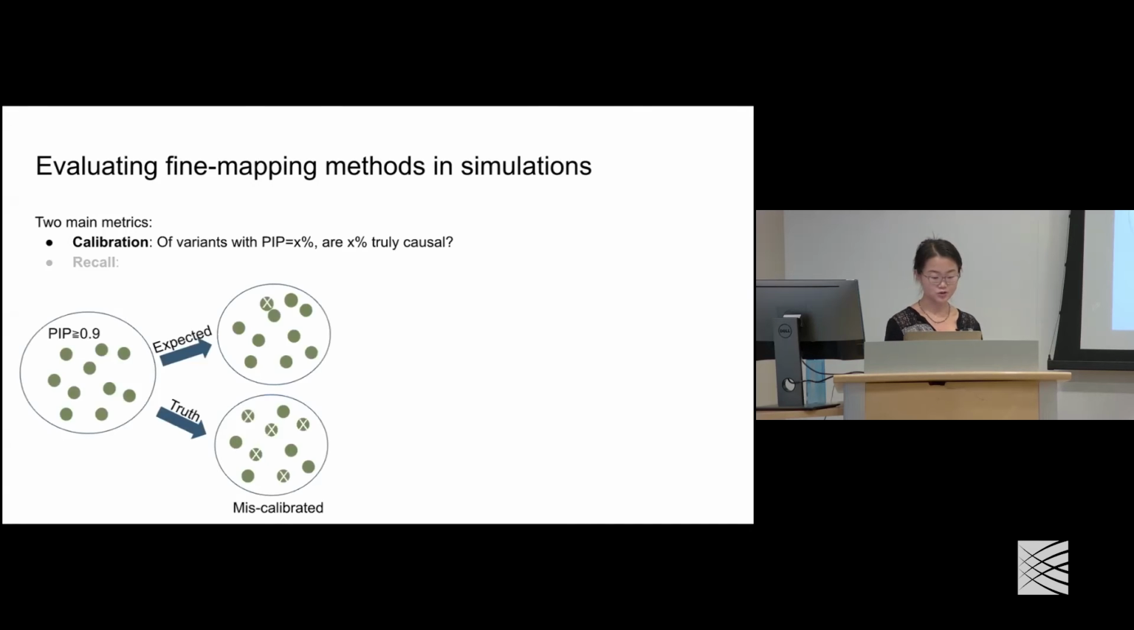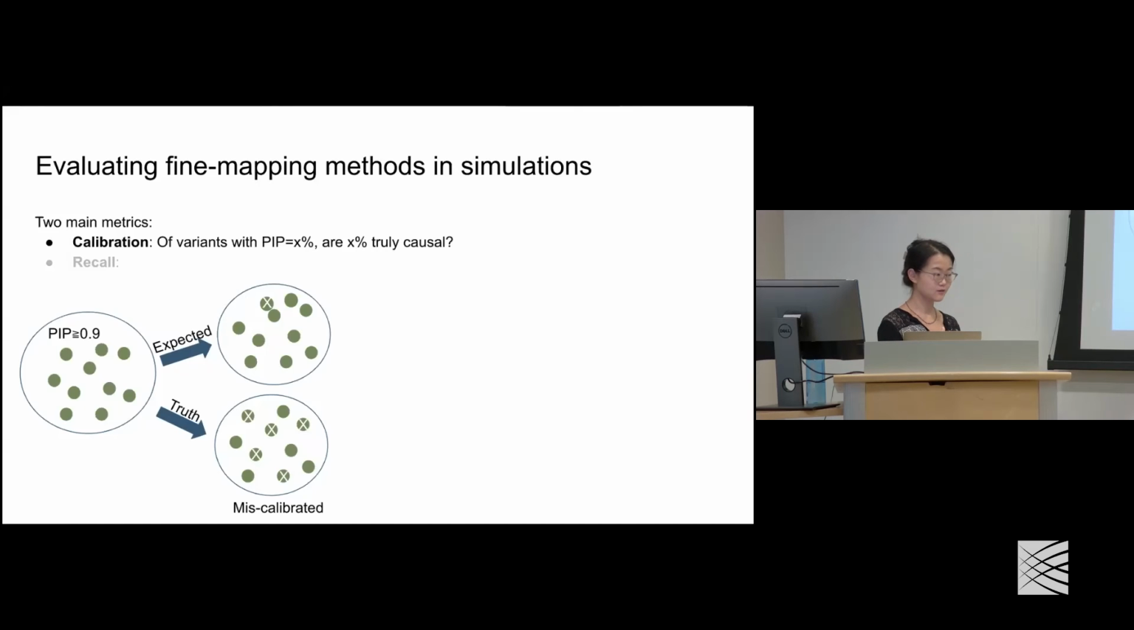So here's an illustration of my understanding of calibration. Suppose you have a phenotype that you have fine mapped, and you have gathered all the high PIP variants, high PIP meaning PIP greater than or equal to 0.9, and you gathered all 10 of them. What the algorithm is telling you with this high PIP is that you should expect 90% of these variants are truly causal. This is what you should expect.